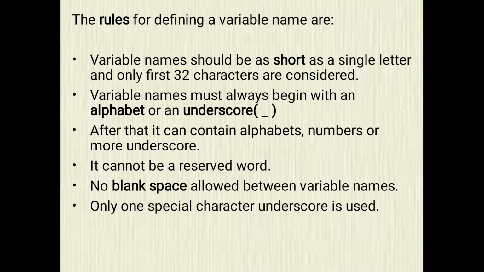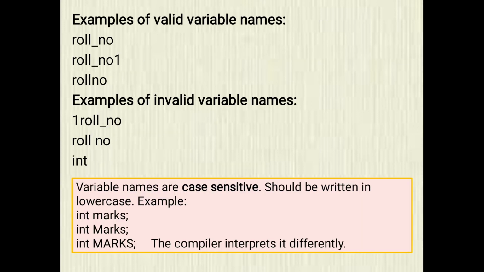Here are some examples of valid variable names. You can see roll_no, where you are using the underscore in between to differentiate roll and number. Then again, roll_number1. Or you can also write roll1_no, or rollnumber with no gaps.